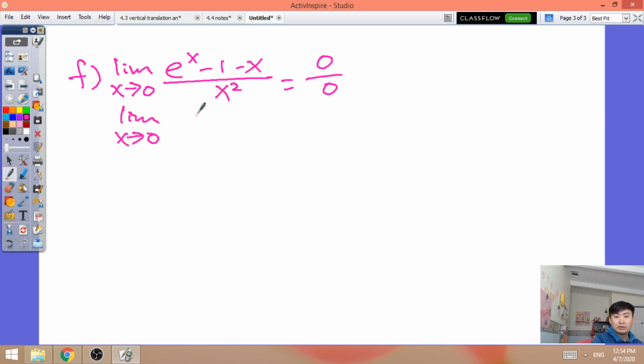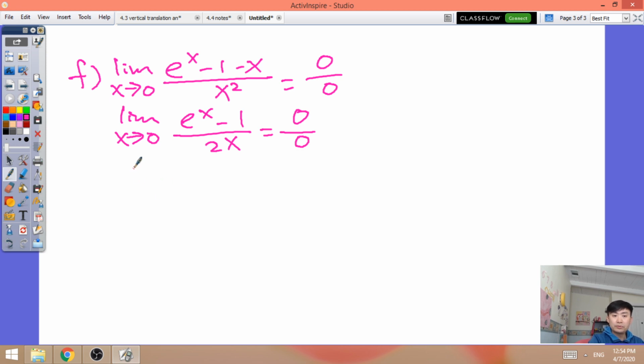So derivative of e to the power of x, e to the power of x. Negative 1, constant, derivative of a constant, nothing. Derivative of negative x, negative 1. And then it's over 2x. So now let's plug in 0 again and see what happens. So e to the power of 0, that's 1. 1 minus 1, nothing again. 2 times 0, 0. Another indeterminate form.